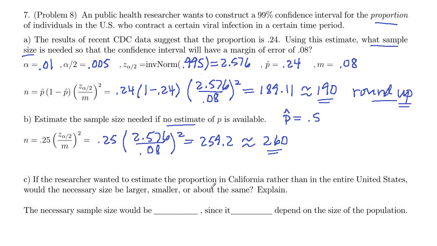Researcher wanted to estimate the proportion in California rather than the entire United States. Would the necessary sample size be larger, smaller, or about the same? And explain what's going on there. And the point they're trying to get at here is that the necessary sample size would be the same since it does not depend on the size of the population. So if our population was California instead of the whole United States, doesn't matter. The two sample sizes would still be the same, 190 and 260.